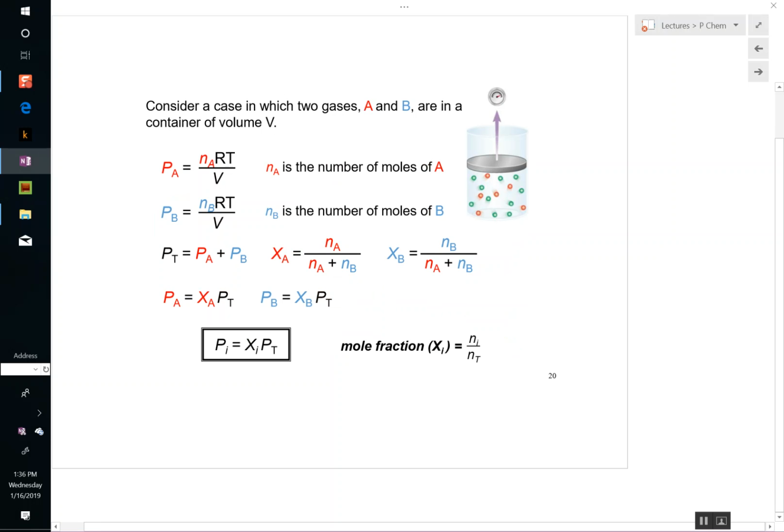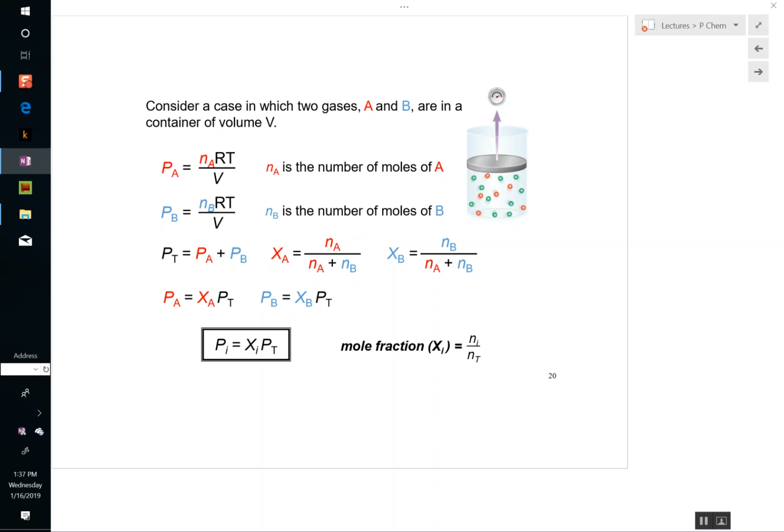Okay, so now if you move from there, you had gas A and gas B, two gases in a container. PA is the moles of A times RT over V. PB is the moles of B times RT over V. RT and V are going to be the same for both of these gases. They're at the same temperature, they're confined in the same volume. All right, so the total pressure is the sum of those two.